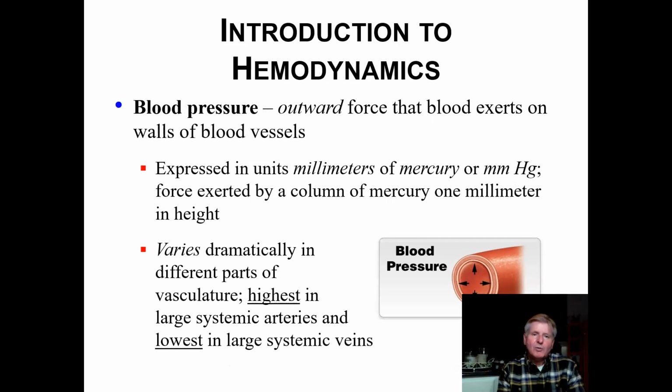So blood pressure is the outward force that blood exerts on the walls of the blood vessels. It's expressed in units of millimeters of mercury, which is the force exerted by a column of mercury, 1 millimeter in height. Blood pressure will vary dramatically in different parts of your vasculature. It's highest in your large systemic arteries and lowest in your large systemic veins. And that's because the veins are your more compliant vessels.